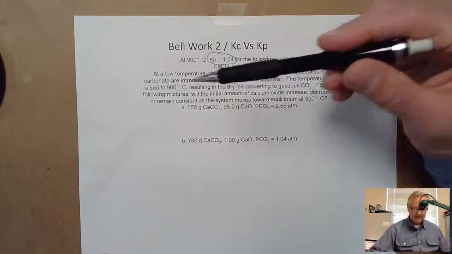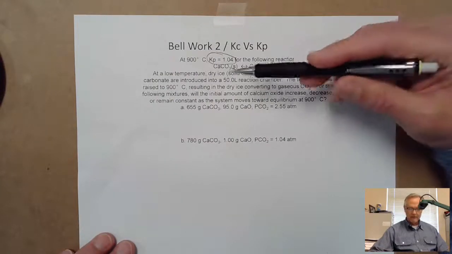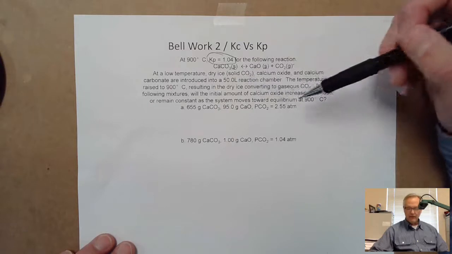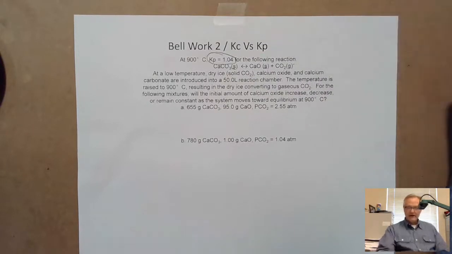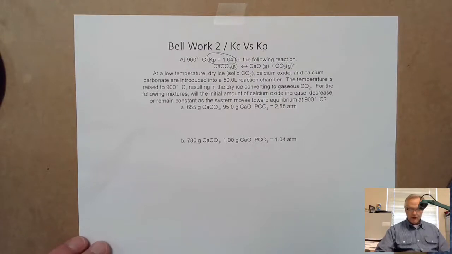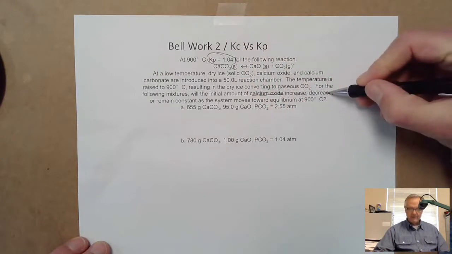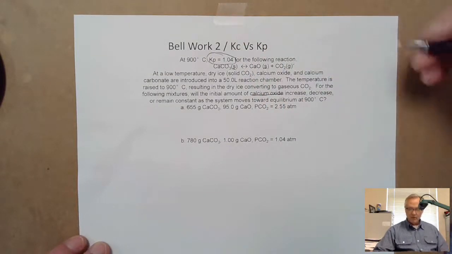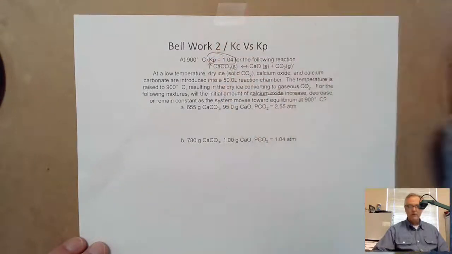All right, the next thing it says is at low temperature, dry ice, calcium oxide and calcium carbonate are introduced into a 50-liter reaction chamber. The temperature is raised to 900 degrees Celsius, resulting in the dry ice converting over to the gaseous CO2. For the following mixtures, it says, will the initial amount of the calcium oxide increase, decrease, or remain constant? So what we're really looking at is what's going to happen to my reactants, because I only have one reactant.